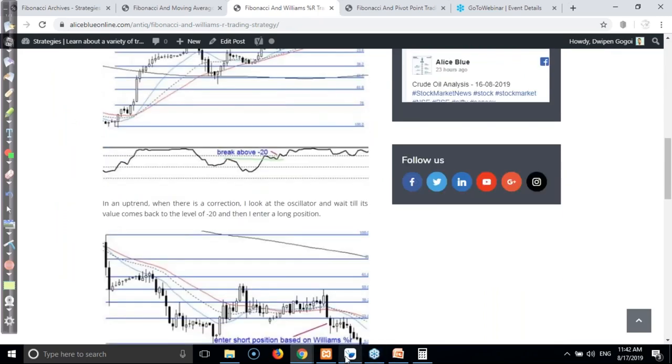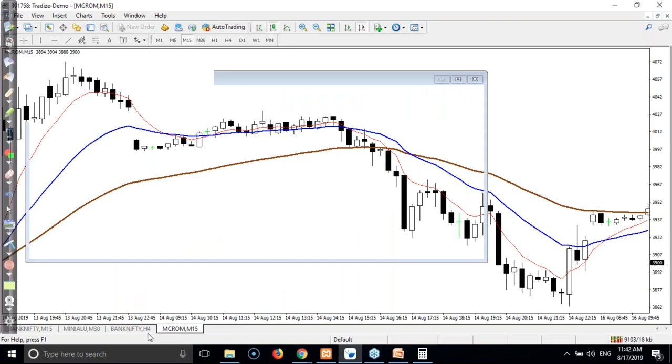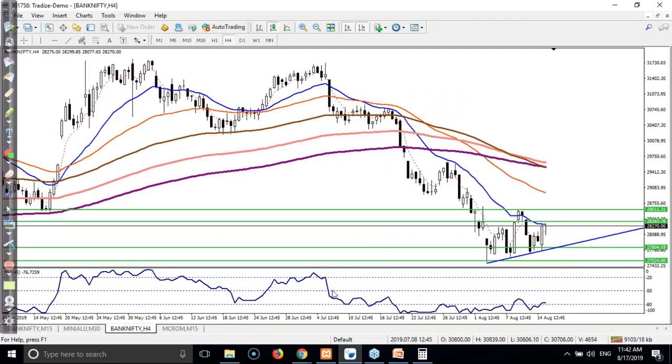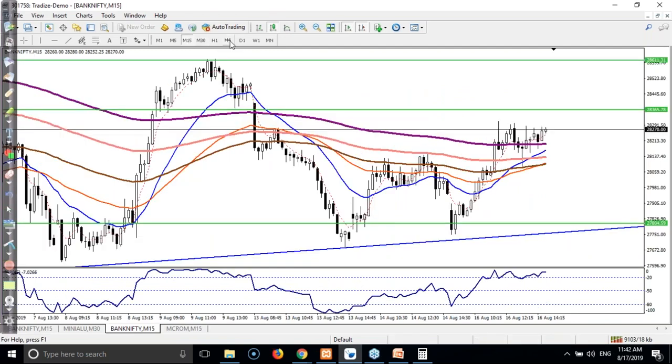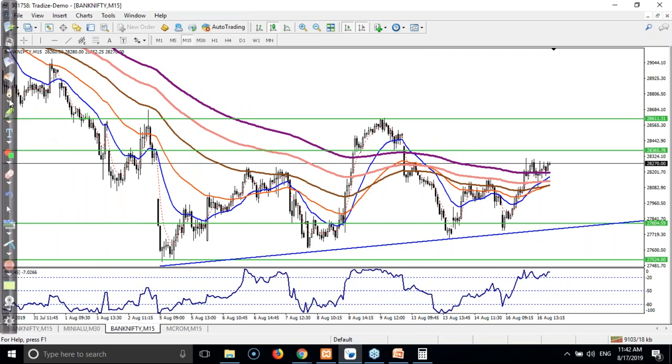So this is my analytical chart, and I always use this percentage R. Have you seen this percentage R? Yesterday I explained about that. Okay, this is Bank Nifty. Yesterday I gave the support. This is our entry point, and I gave our target somewhere here. Already we reached that target, right? So that was our Bank Nifty.